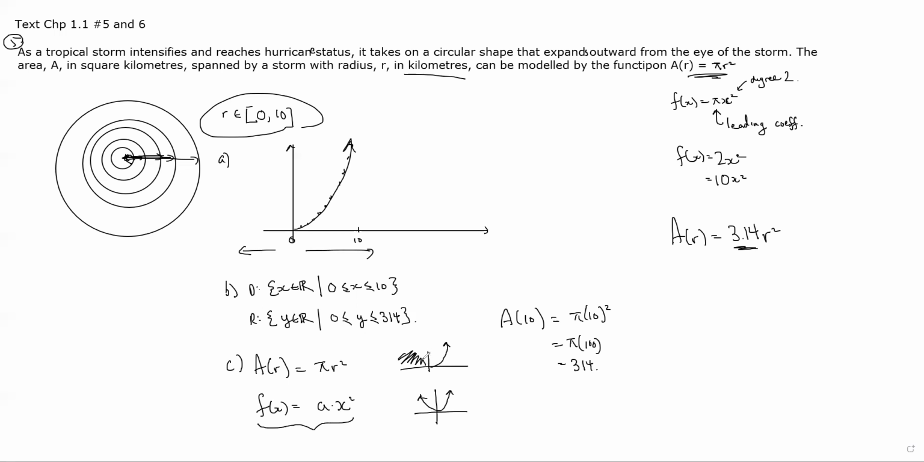I'm going to move on to number 6 because that was also requested. I don't want to waste your time by typing it up, so I'm just going to read it. Number 6 says the circumference, C, in kilometers of the same tropical storm is modeled by the function circumference based on the radius is equal to 2 times pi times r. Exact same thing. Graph it for the interval between 0 to 10, state the domain and range, and describe similarities and differences between that and y equals x.